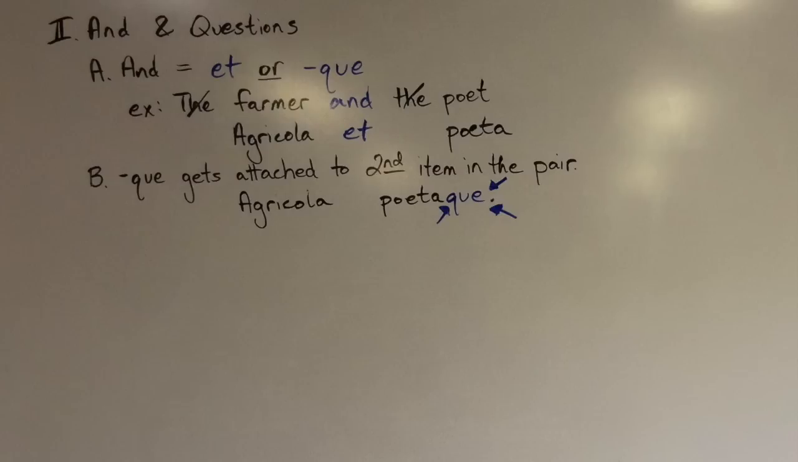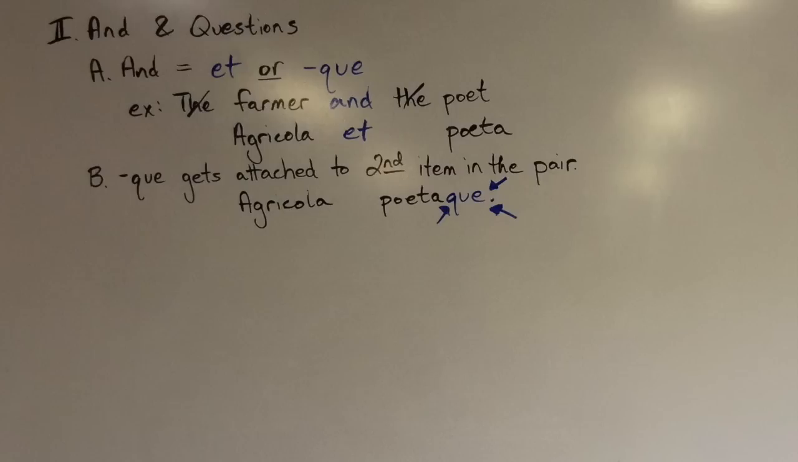So in other words, if we were to translate that same sentence, "the farmer and the poet," we would not translate it as "agricola que poeta," but rather "agricola poetaque." See how the pair is "agricola" and "poeta," but "-que" is getting attached to the end of the second item in that pair. The difference between these two "ands" is very slight.